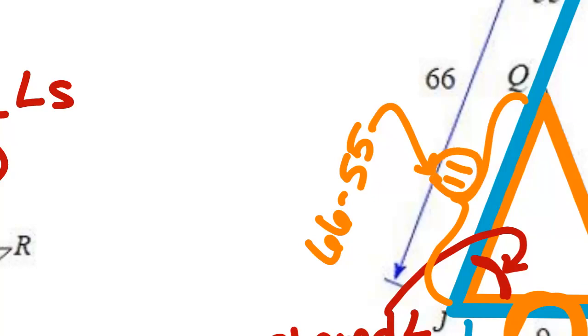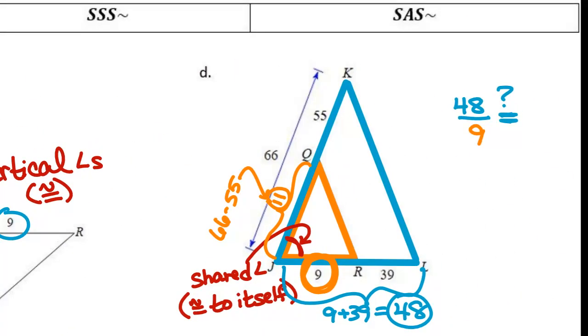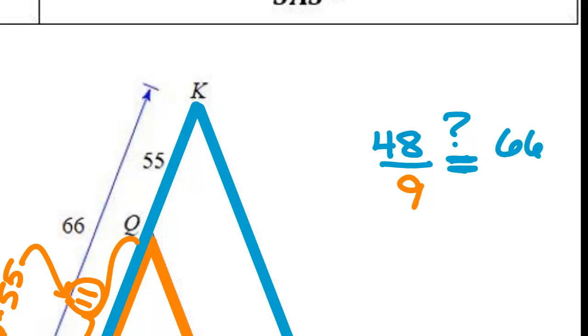That gives us 11. How big is JK? 66. So 66 over 11. I think I have things matched up with their corresponding sides. If this doesn't come out to be equal, we'll flip those denominators. We'll match them up differently and try again.